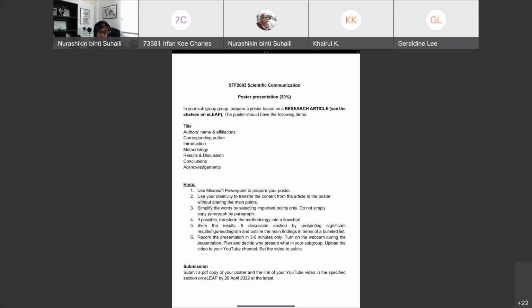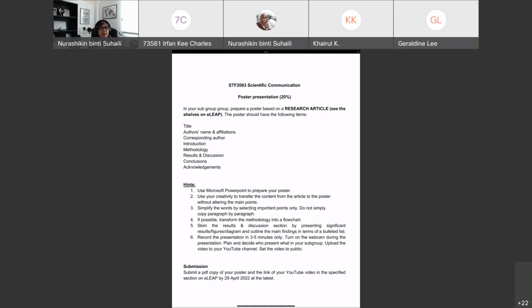Submission: submit a PDF copy of your poster and the link of your YouTube video in the specified section on Elite, which will be created later. The deadline is 29 April at the latest. This is way before the proposal deadline, so that you have completed the poster and can just focus on the proposal letter.